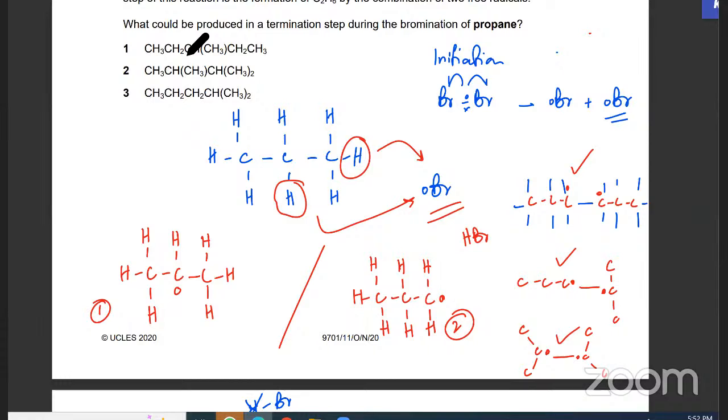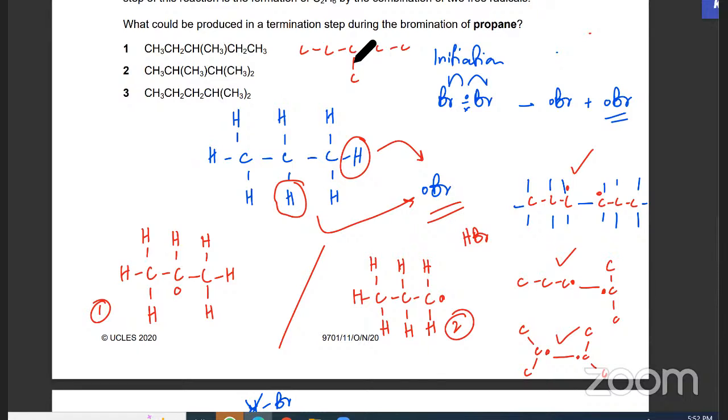If you look at one, and if I draw one, it's 1, 2, 3 carbon atoms. And on the third one, there's a CH3 branch. That's another carbon atom. And on the right side, there are 2 carbon atoms, right? So is this a possibility?